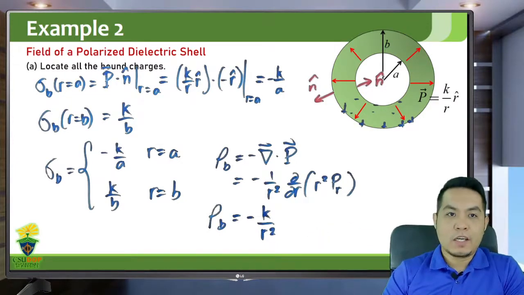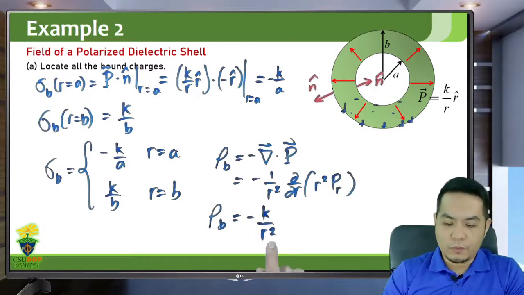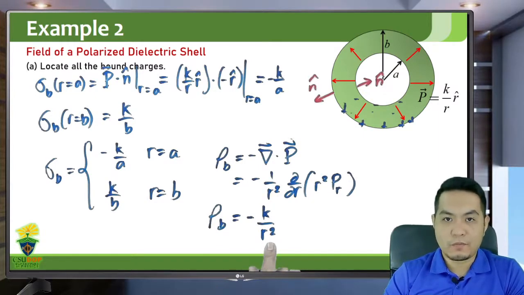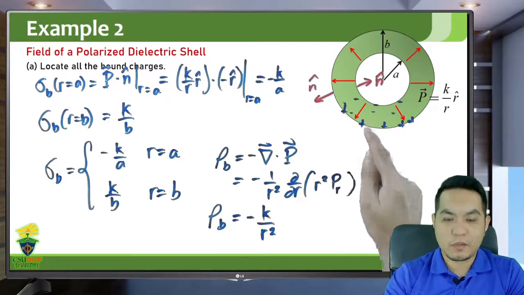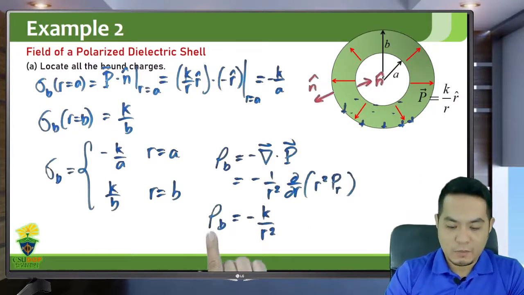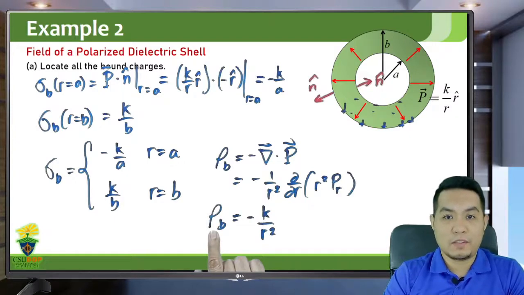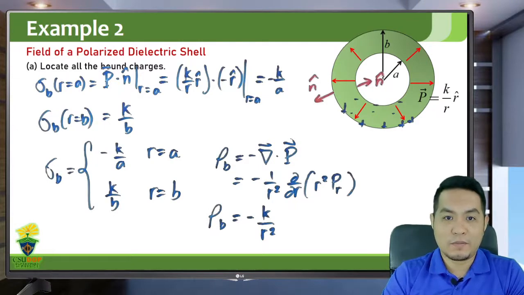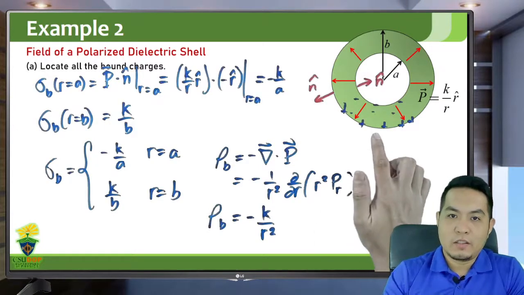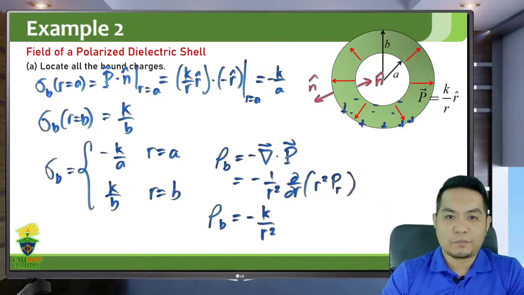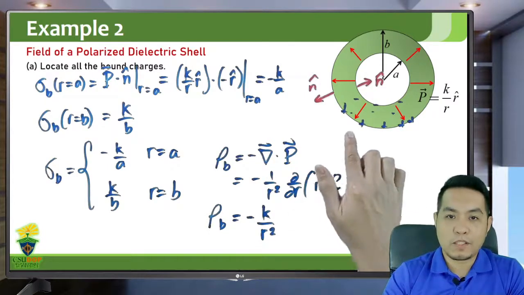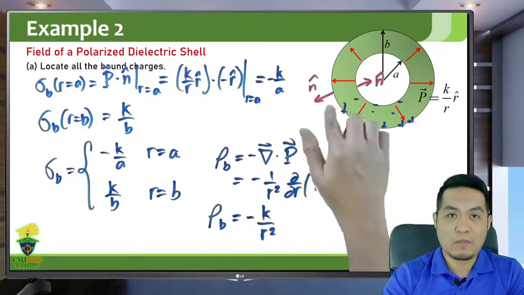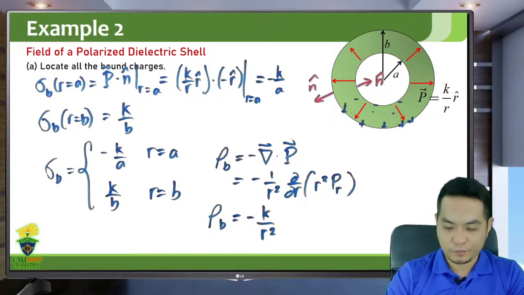So this bound charge is within the volume. You will notice that as R is inversely proportional, as R becomes greater, as R becomes near the outer surface, the density becomes smaller actually. So there will now be very small volume charge density at the surface. Yeah, so no more, because at the outer surface it's now positive charges. Okay.